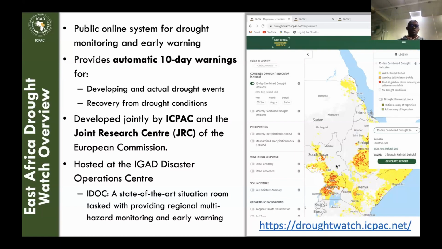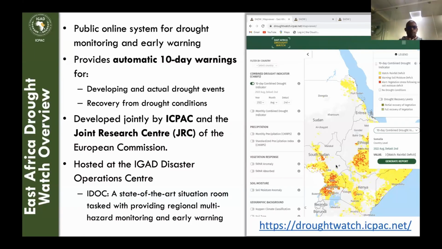The system is majorly for monitoring drought conditions of the East Africa region. It provides 10-day warnings for developing actual drought events that are near real time, but you can also get recovery phases. That is, when you're recovering from drought conditions, you can get information on that.